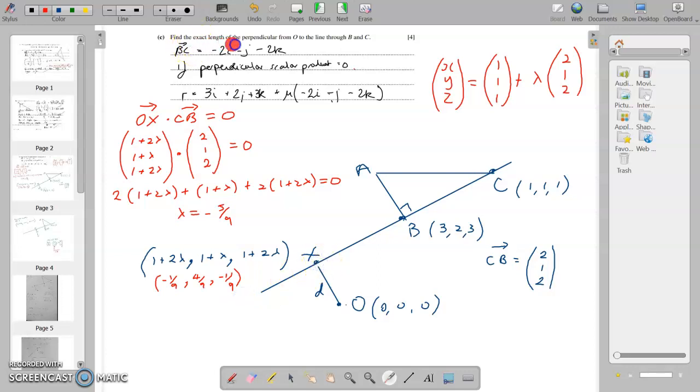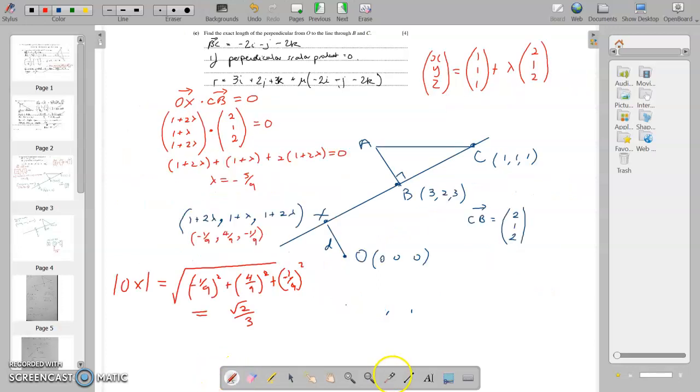Finally, we need to work out the exact length of this perpendicular, so the exact length of L. So that's just going to be, okay, the distance OX, or the modulus of vector OX, is the square root of minus 1/9 squared plus 4/9 squared plus minus 1/9 squared, which is root 2 over 3.